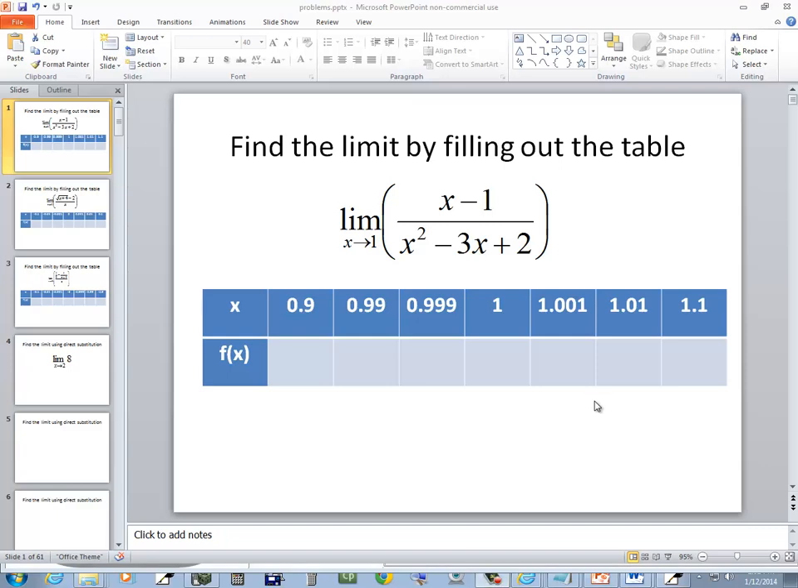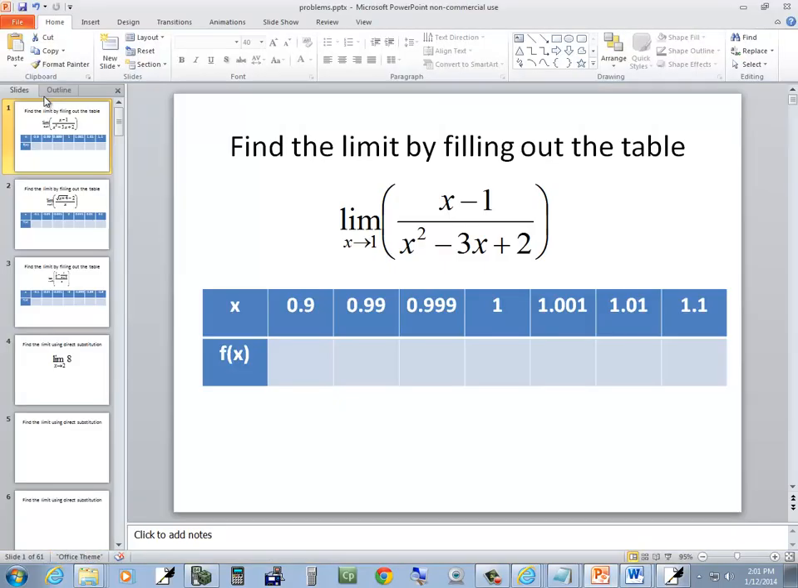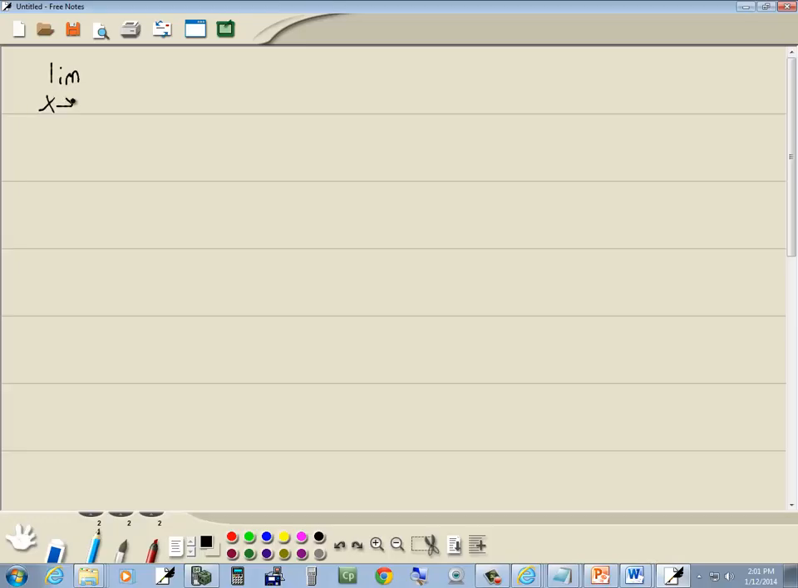Let's take a look at this problem. We want to find the limit by filling out the table. We've got the limit as x approaches 1 of (x minus 1) over (x squared minus 3x plus 2).